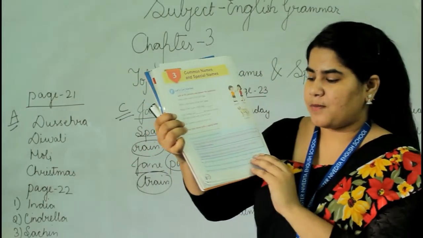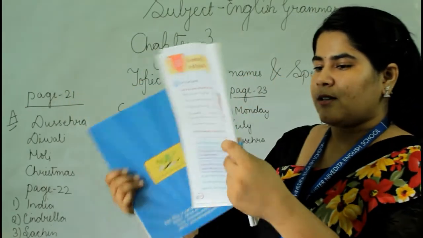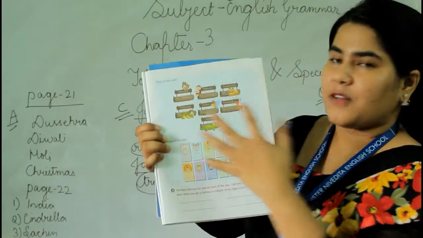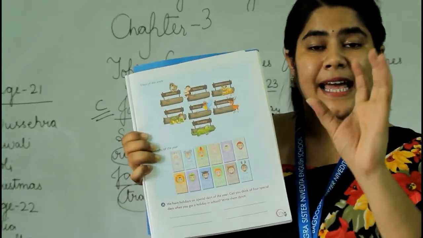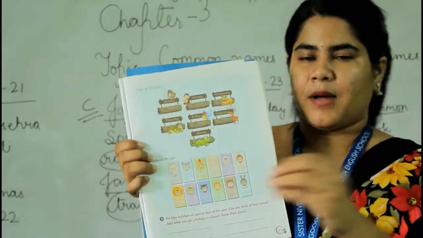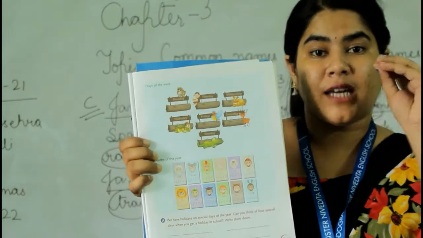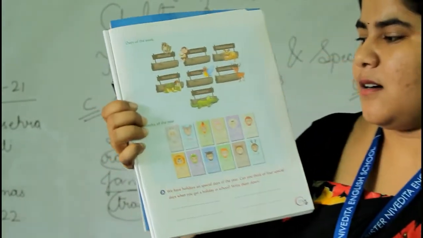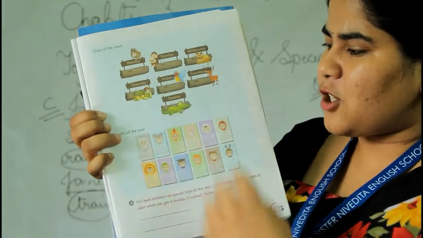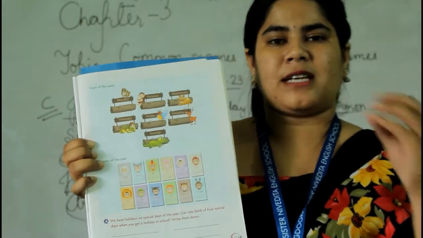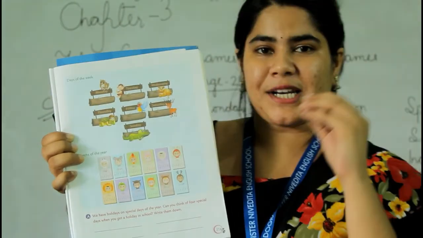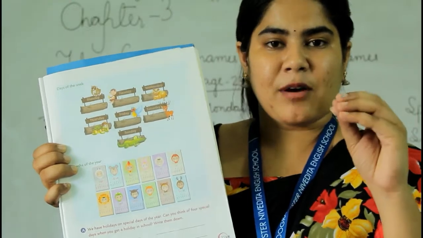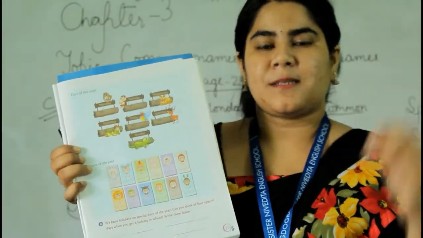So now we will proceed to exercise 1. Here you can see the days of the week. If I say only week, that is a common name. But if I say the name of each day, those are special names. Months of a year also: if I only say month, that is a common name, and if I talk about the name of each and every month, then it comes under special names.